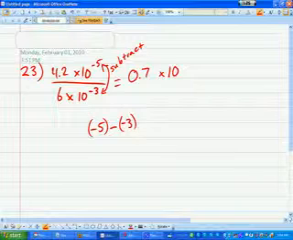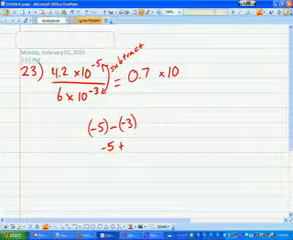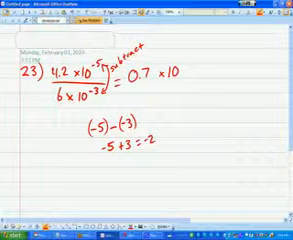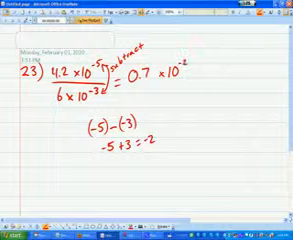Negative 5 minus negative 3. Well, that's the same thing as saying negative 5 plus 3. All right, and negative 5 plus 3 is negative 2. So what we'll say up here is that this is 0.7 times 10 to the negative 2.